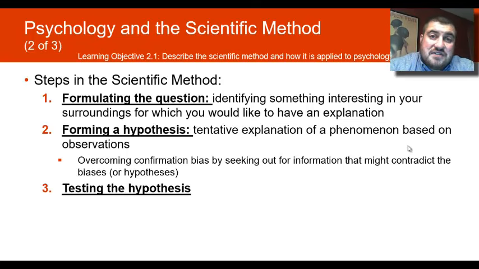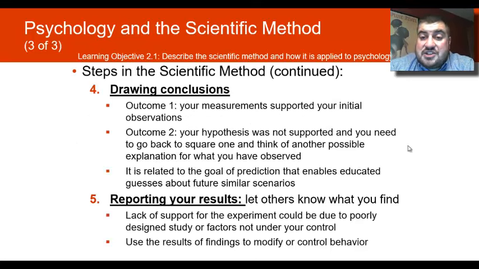So you can't just look for information that makes you correct. You also have to look for information that makes you incorrect, and that's confirmation bias, and we'll talk about that a little bit later. And then we conduct an experiment or a research method to test the hypothesis. Then we analyze our data and draw conclusions, and our measurements will either support our initial observations or they won't, and we'll need to go back to square one and think of another explanation.